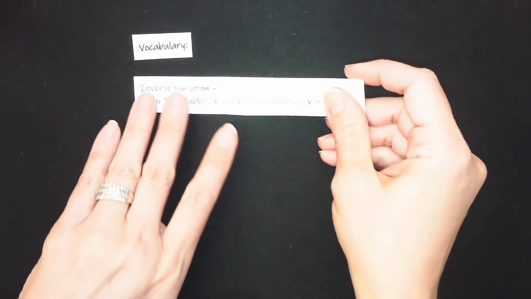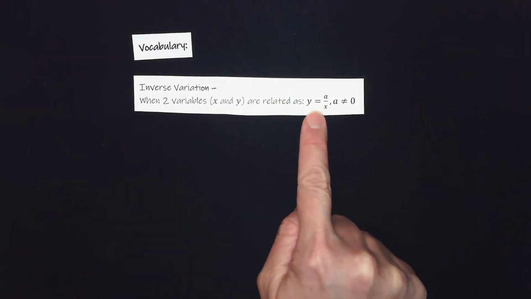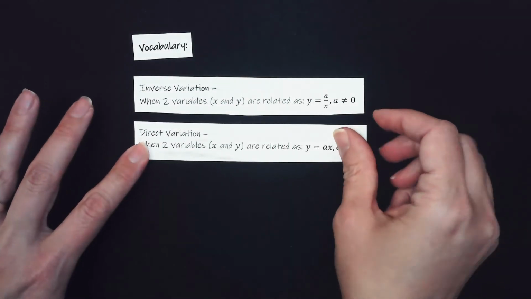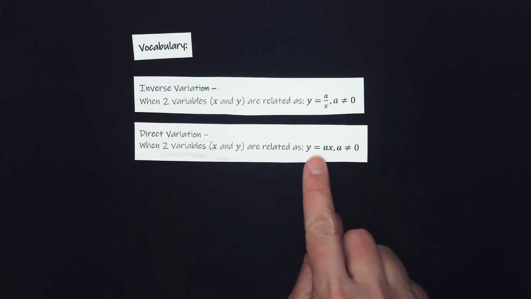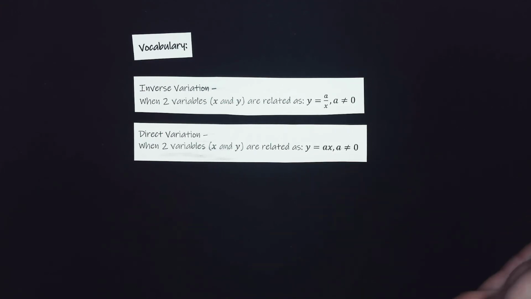So let's go over some vocabulary so you understand how the variations work. We have inverse variation. This is when two variables, x and y, are related, and the equation would be y equals a over x, where a is not 0. While direct variation, same two variables, they're related in the equation y equals a times x. Again, a is not 0. So a is just a number in both of these.